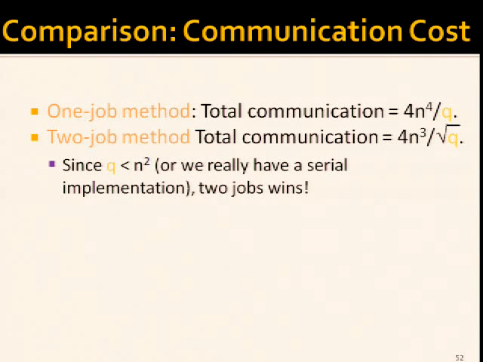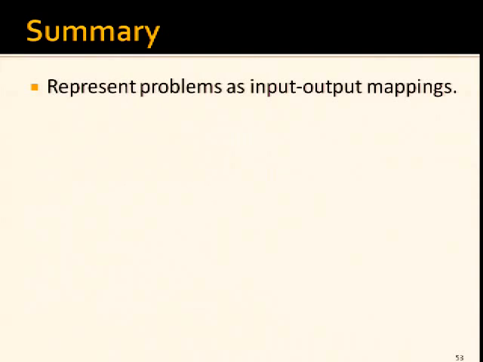Now notice that q has to be less than n squared, or it just becomes a serial algorithm again. Now, let's say q is n to the 3 halves. Then 4n to the 4th over q is 4 times n to the 5 halves, and 4n cubed over square root of n to the 3 halves is 4 times n to the 9/4, which is less than n to the 5 halves. So there is a significant measurable difference in the 2-job method. It really is better than the 1-job method. Okay, so let me shut up here.